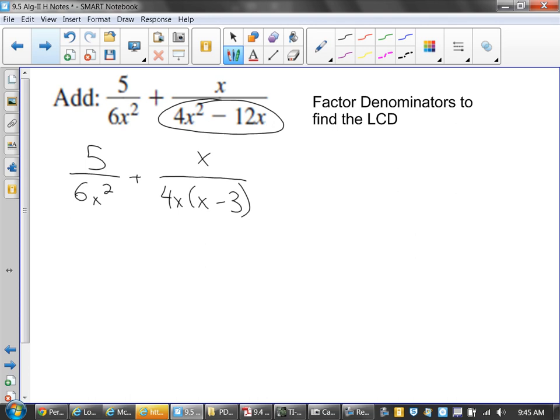Everybody okay with that? Okay. See how now, in this fraction alone, that happens? What's my new numerator now for the fraction on the right? 1. So let's rewrite this one more time. So we have 5 over 6x squared plus 1 over 4 times the quantity x minus 3.